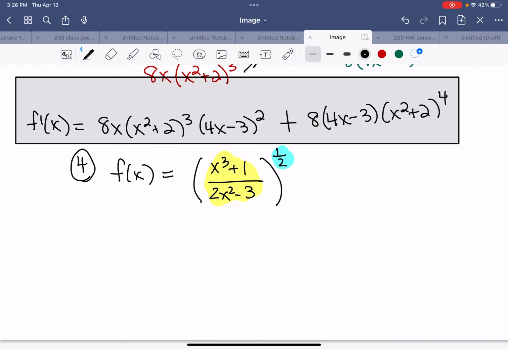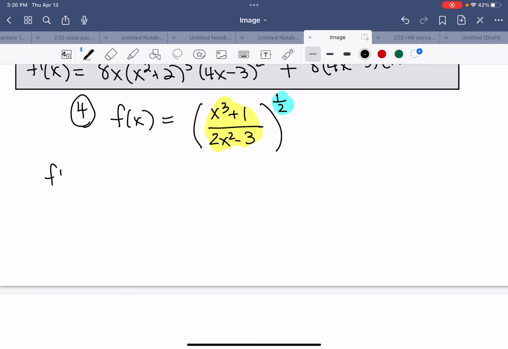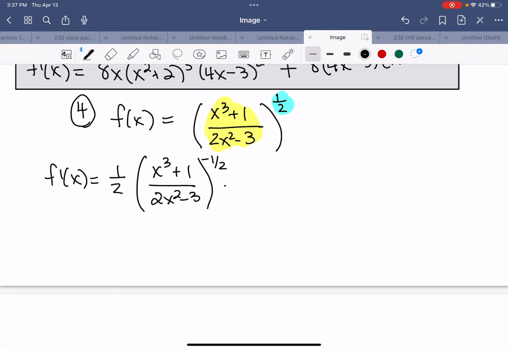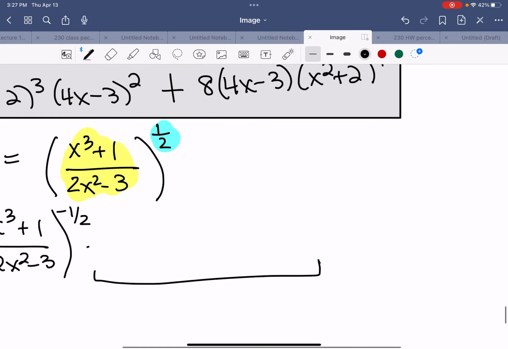So I'm going to go ahead and start with my chain rule. So that means my derivative, I'm going to bring down my 1/2. I'm going to leave everything inside. And I'm going to decrease my exponent by 1. So 1/2 minus 1 is negative 1/2. Then what I put here is the derivative of the yellow part. But the yellow part is a fraction. So I'm going to have to set up my quotient rule on this one.